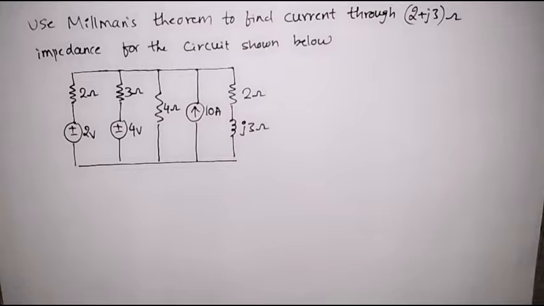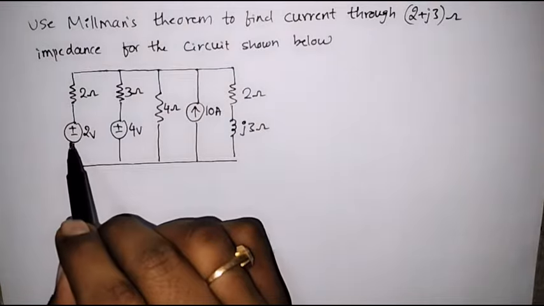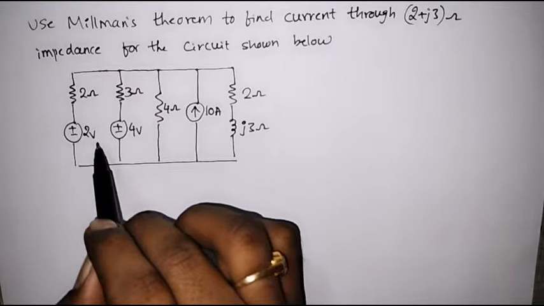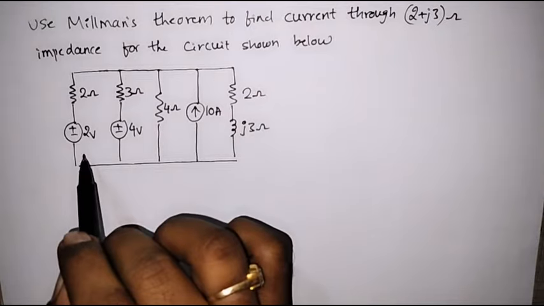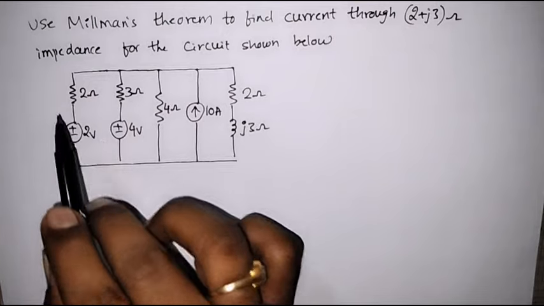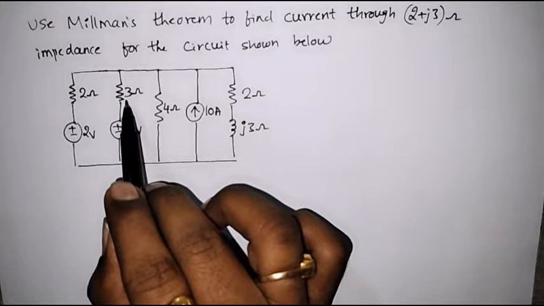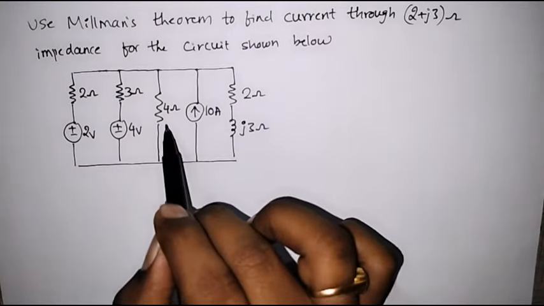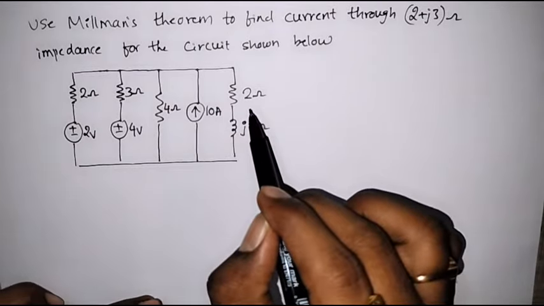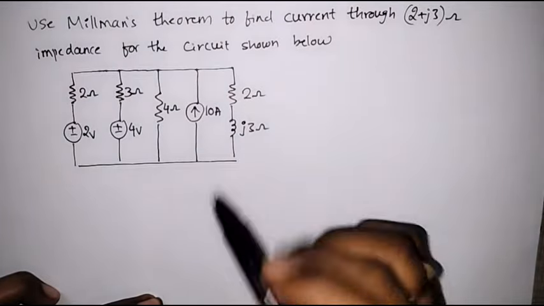We know that Millman's theorem is applicable to multiple source networks, and there must be a voltage source in series with a resistor. Such branches should be connected in parallel. In this circuit we can observe that a 2 volt source is connected in series with 2 ohm, a 4 volt source is connected in series with 3 ohm, and there is a 4 ohm resistor connected in parallel to a 10 amp source, and we are supposed to find the current through 2 plus J3 ohm.